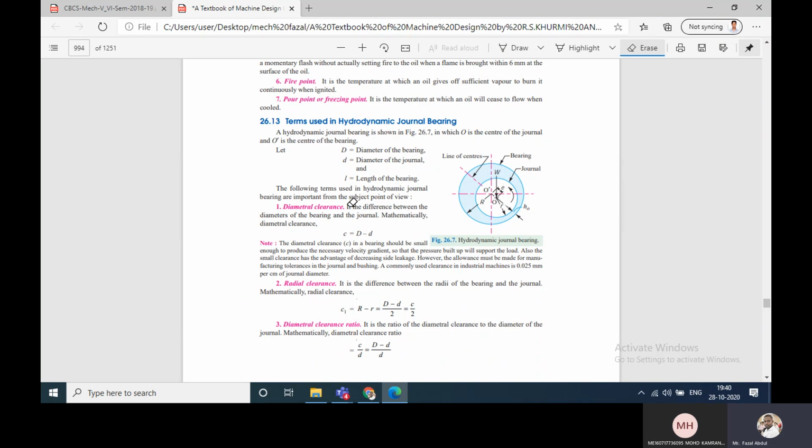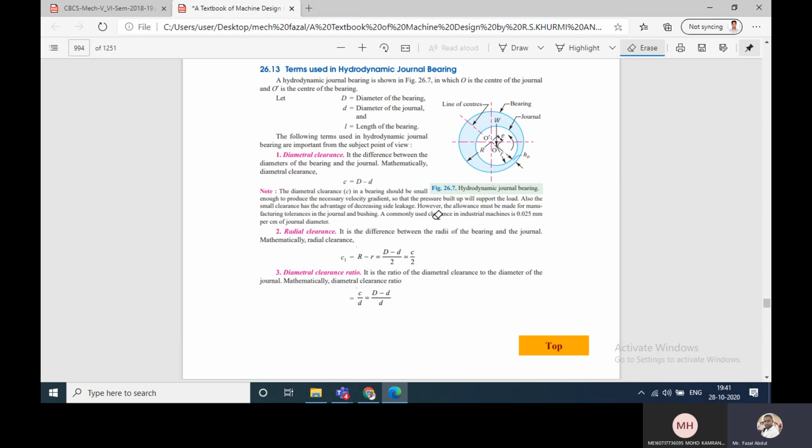The diameter clearance should always be small, but not very large and not too narrow. It should be an optimum small value because the necessary velocity gradient is required. If you provide the necessary velocity gradient, the pressure in the fluid is going to build up, and that pressure is going to support the load. I just explained this in the hydrodynamic bearing.